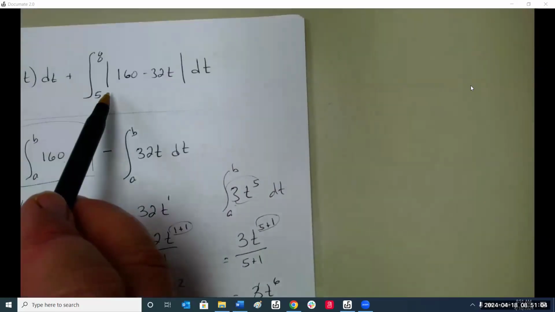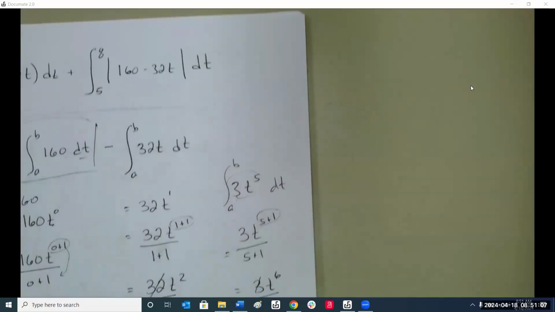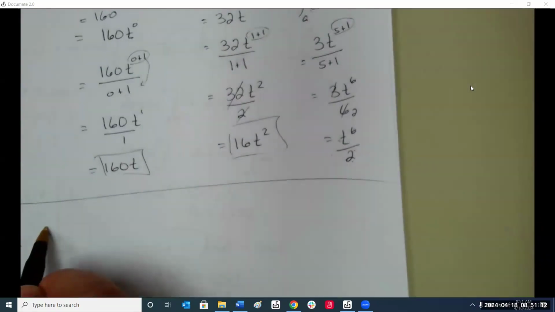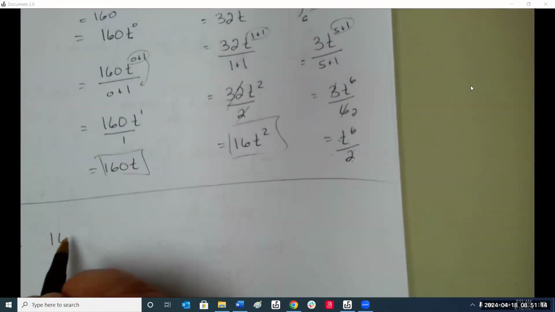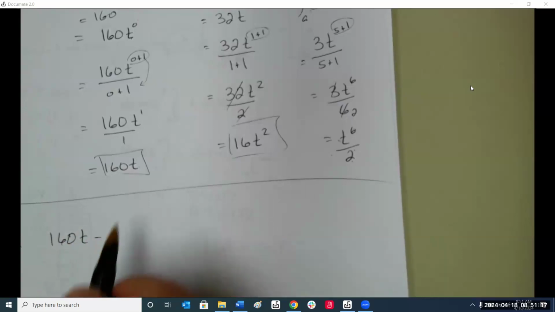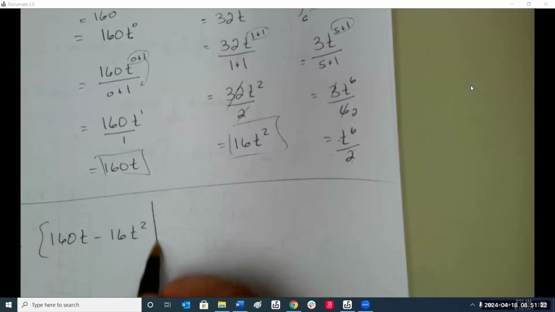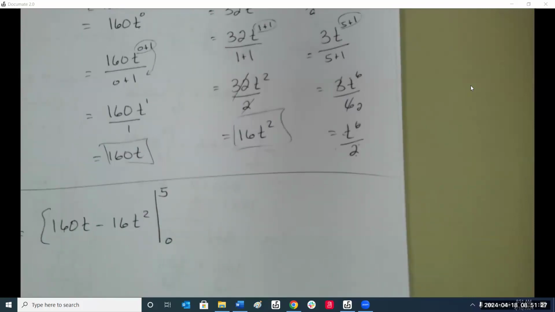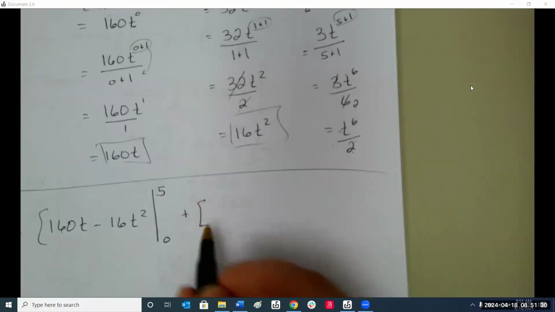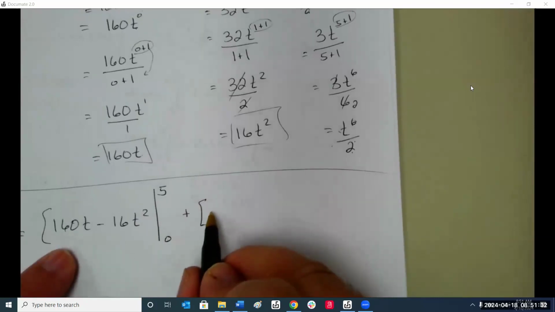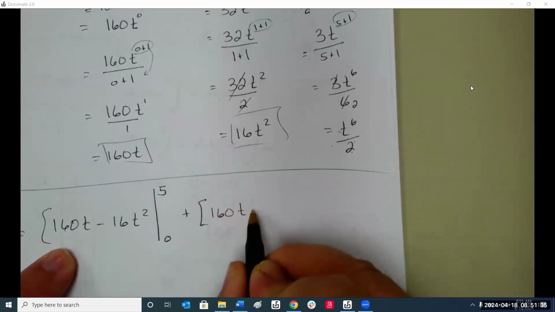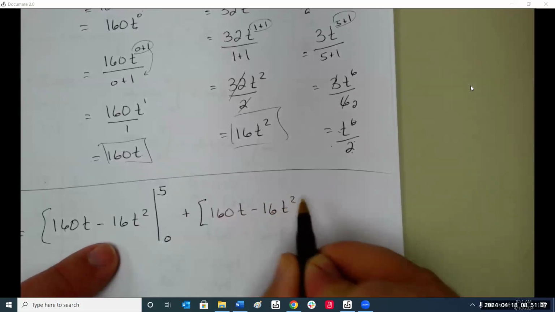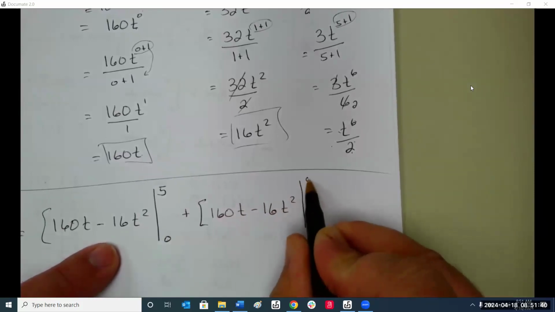So in our equation, 160, this comes all the way down here. So 160 becomes 160t minus 16t squared from 0 to 5, plus, same thing, 160t minus 16t squared from 5 to 8.